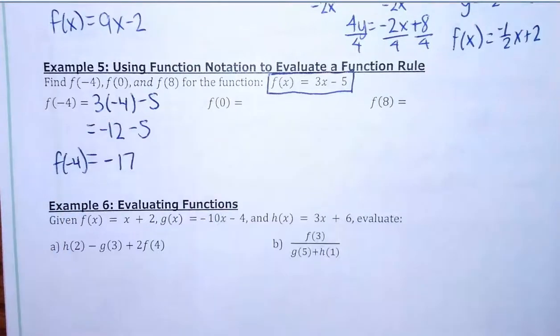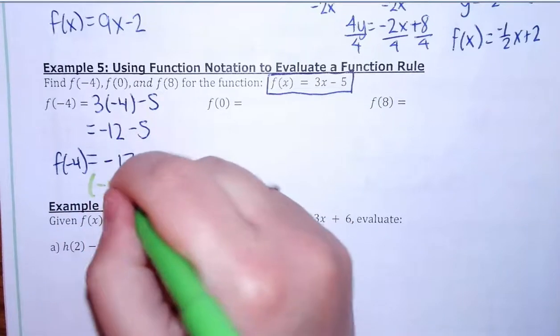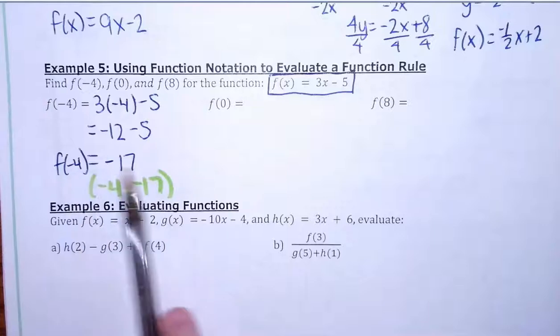So f of negative 4 is negative 17. What that really means, if I were to put this on a graph, is the point negative 4, negative 17. The notation is just telling you this is the number I plugged in, and the evaluation is saying this is the number I got out. So this is your input, this is your output.